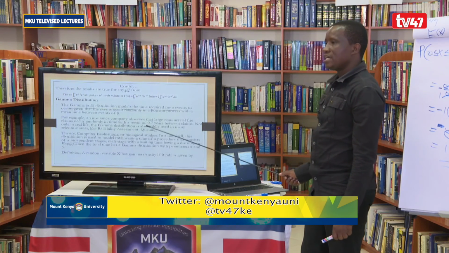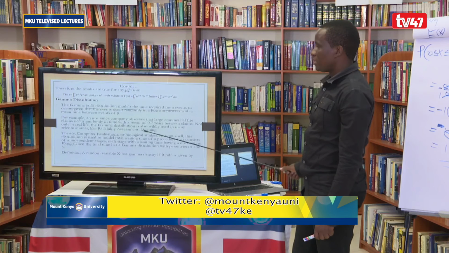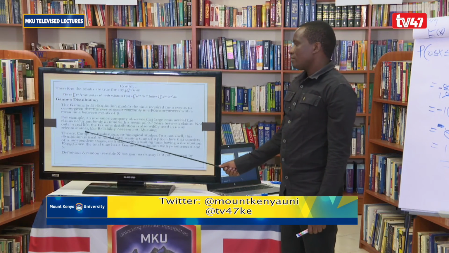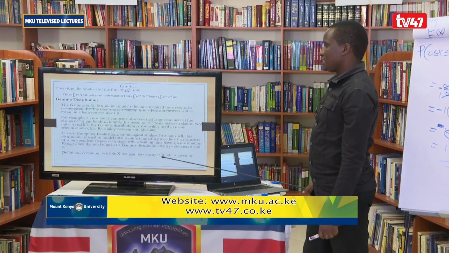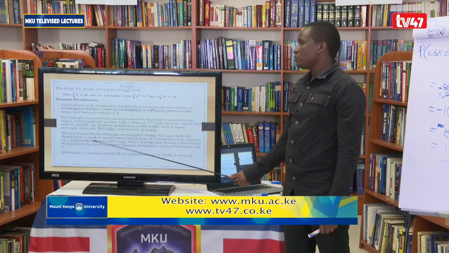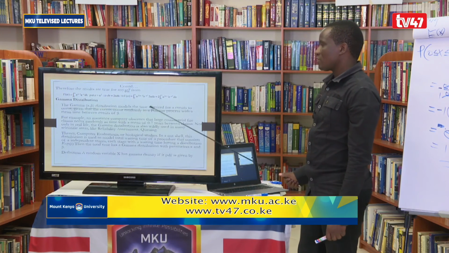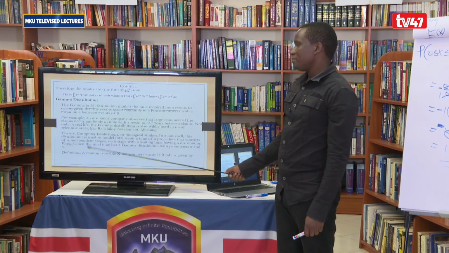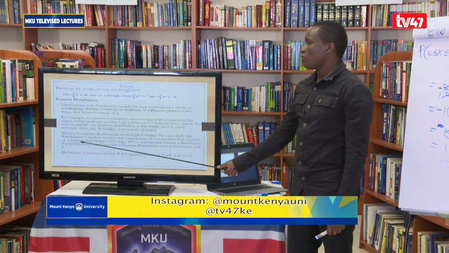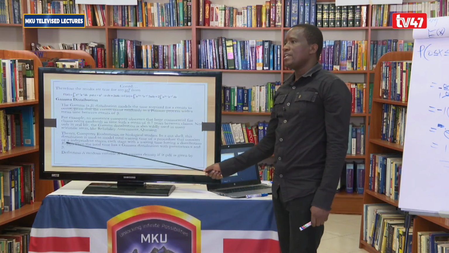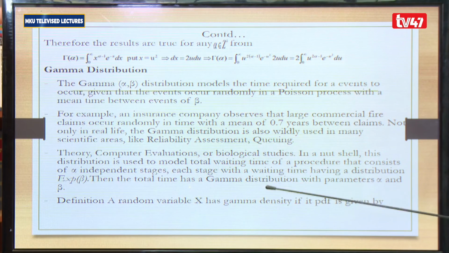Not only in real life, the gamma distribution is also widely used in many scientific areas, like reliability assessment and queuing theory. Computer evaluations, or biological studies. In a nutshell, this distribution is used to model the total waiting time of a procedure that consists of alpha independent stages, each stage with a waiting time having an exponential distribution. So we combine the exponential and Poisson distributions to generate a gamma distribution.